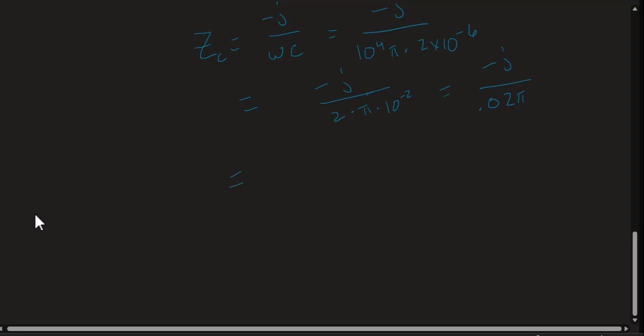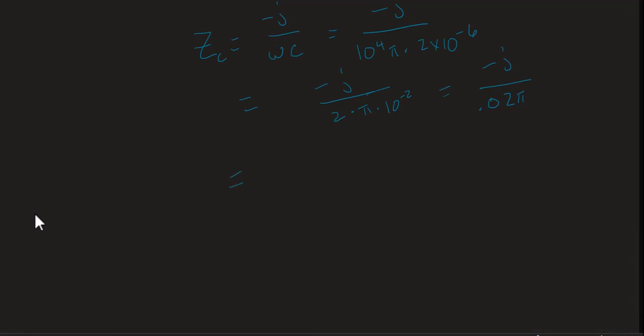It would be 50 pi. What is it? Yeah, 55. Or 50. No, it's 50. It's 50 over pi. 15.9. So minus J 15.9 ohms.